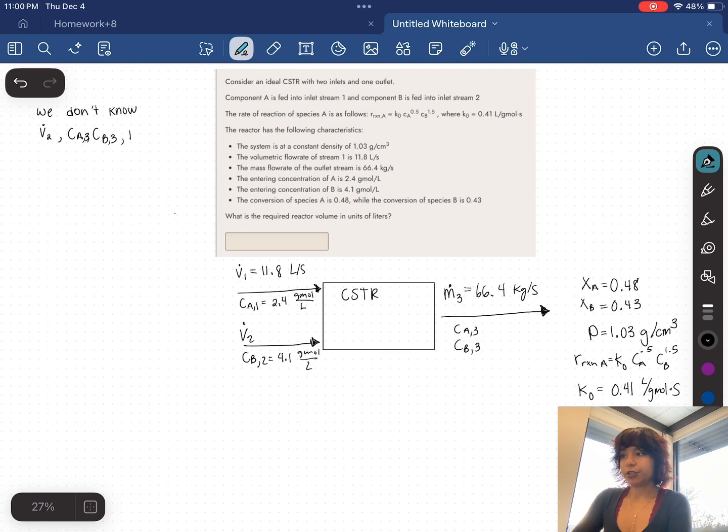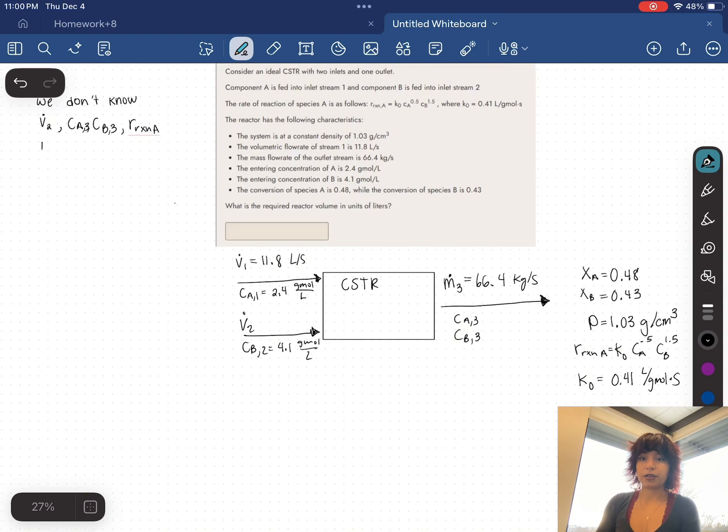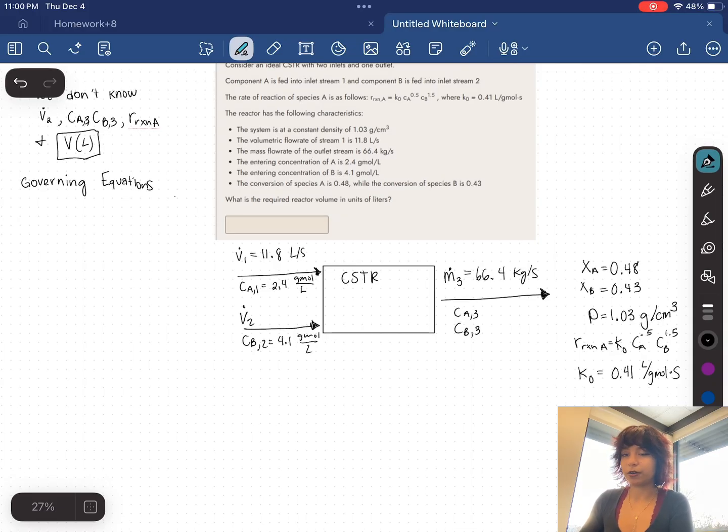Now our governing equations, the ones we will use. First, we will solve for our volumetric outlet stream, which will be V equals mass flow rate out, denoted as M, divided by density. Then we will rearrange our V1 plus V2 equals V3 so we can solve for V2. We would get V2 is equal to V3 minus V1.